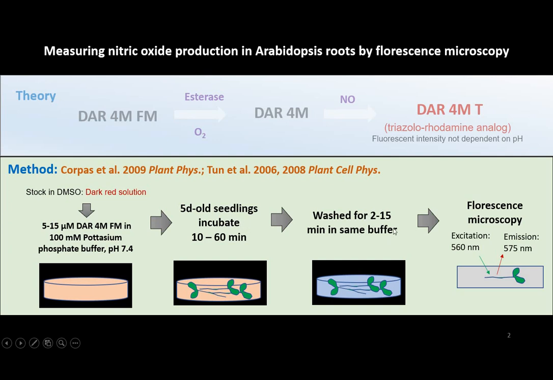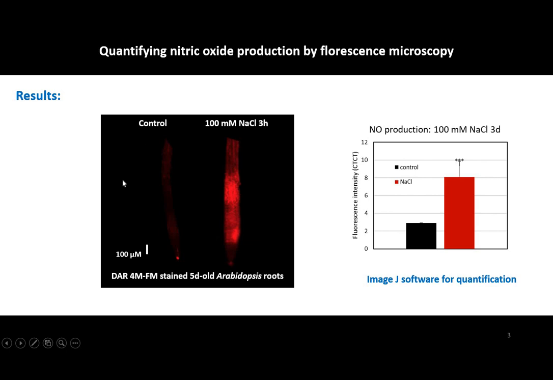After washing with the same buffer, you can visualize this nitric oxide production using a fluorescence microscope at around 575 nanometer emission wavelength. This is how you can visualize it under fluorescence microscopy. You can see that under stress conditions such as salt stress, there is high nitric oxide production in these Arabidopsis roots, and using ImageJ, you can quantify this nitric oxide production.